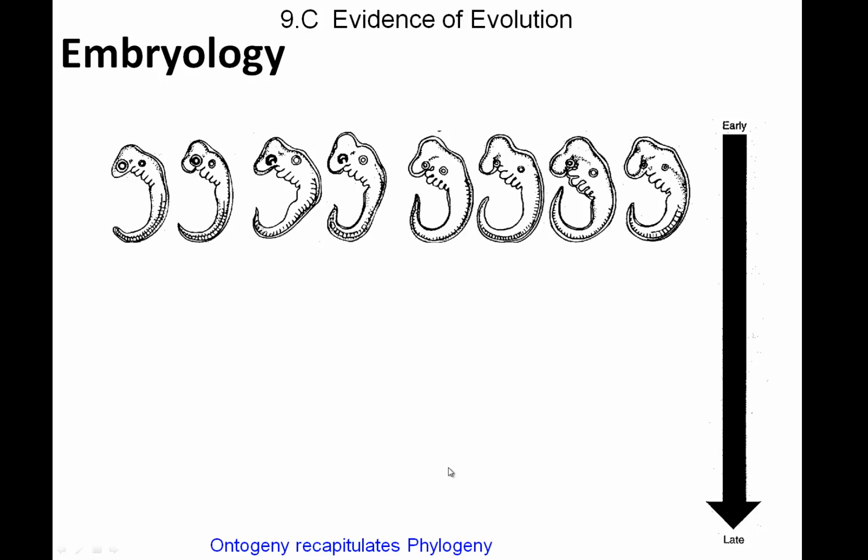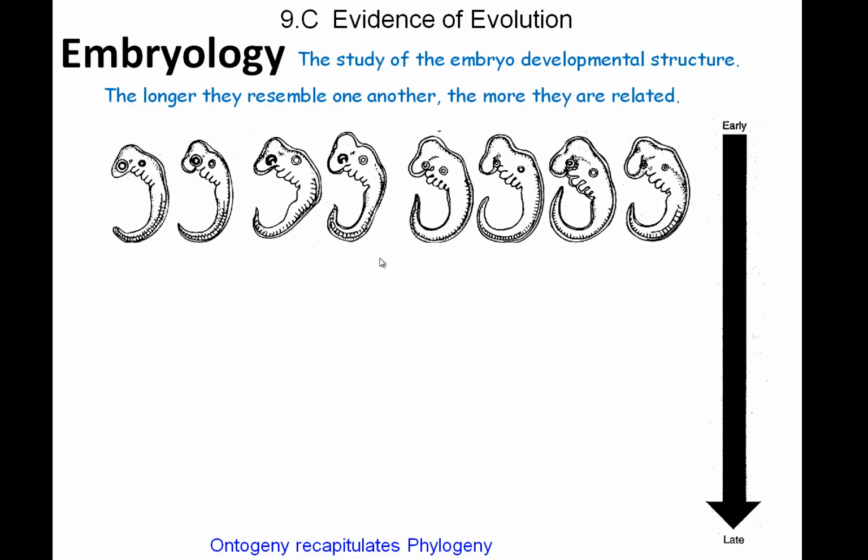we can get some idea of how the species developed. So what we have here is embryos of 8 different critters, from early to late development. Embryology is the study of an embryo and its development in terms of structures and function. And the longer these guys resemble each other, maybe the more they're related.